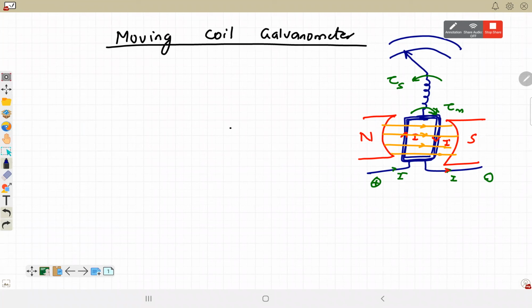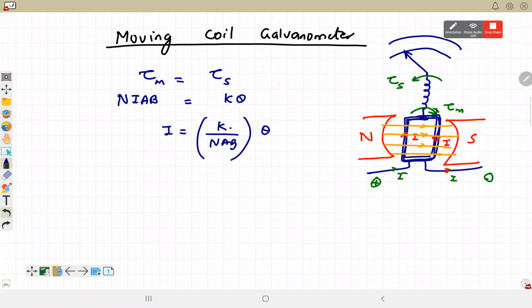So because of this current carrying loop, a magnetic torque will be produced, which is balanced by the spring torque. Magnetic torque formula was NIAB sin theta, where theta is 90 degrees, equal to K times theta. So current in this loop or entering into the galvanometer is directly proportional to the angle of deflection.